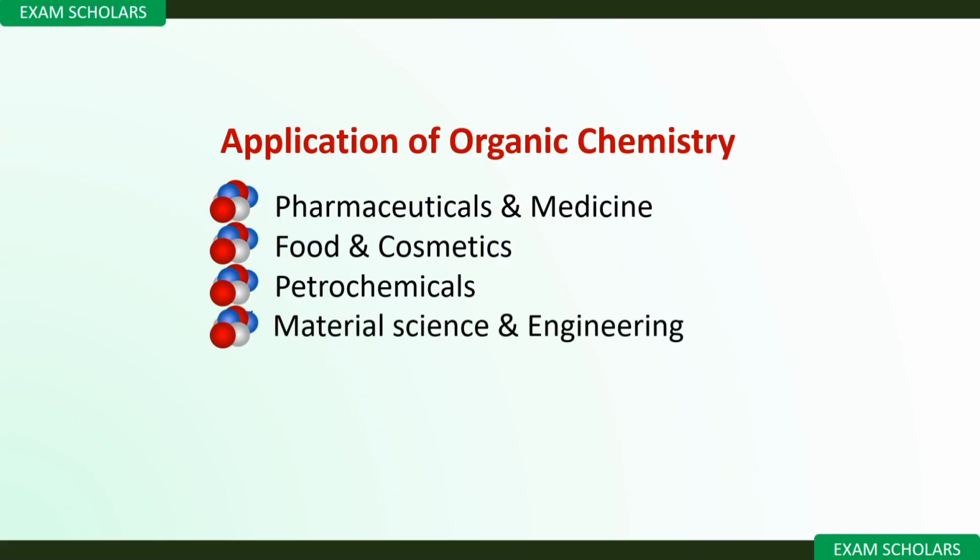Now, organic chemistry can also be applied in material science and engineering. We have some materials that are organic in nature, e.g. plastic, which is a material that can be used in material science and engineering. Plastics are made from organic compounds. Polymers, plastics, and the likes are from organic compounds.